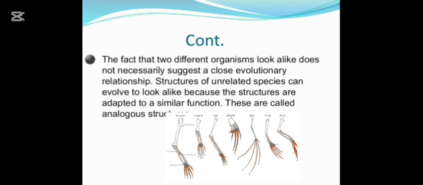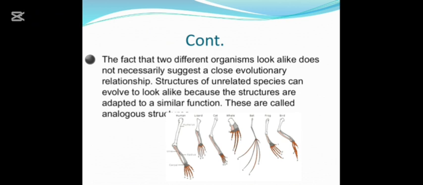Analogous structures of unrelated species can evolve to look alike because the structures are adapted to a similar function. So we can have different species having structures that are adapted for a similar function, and they will look alike at the end. But maybe their ancestor might not have.